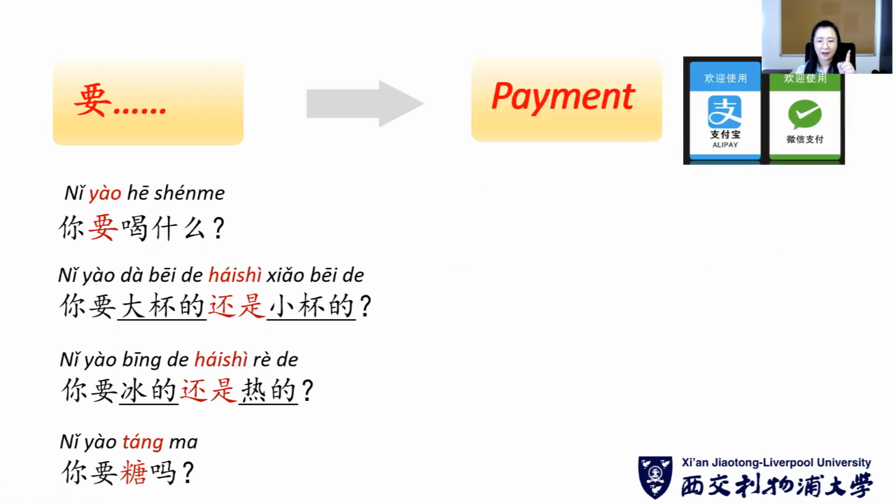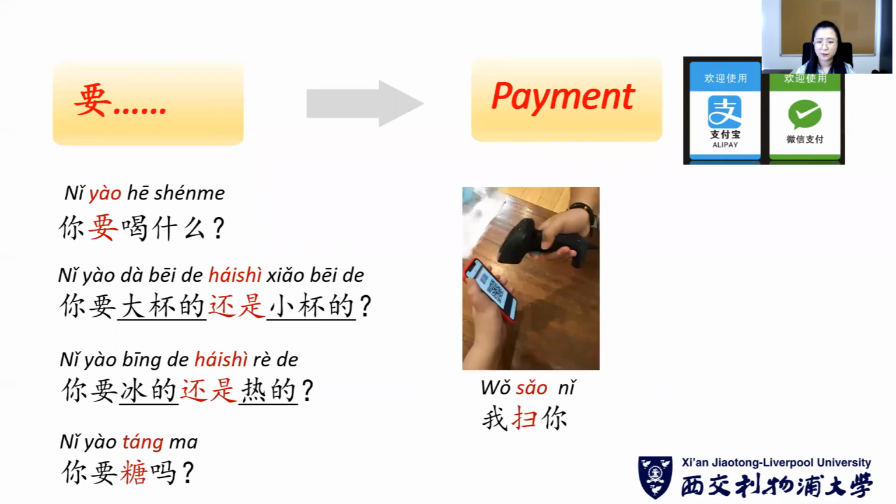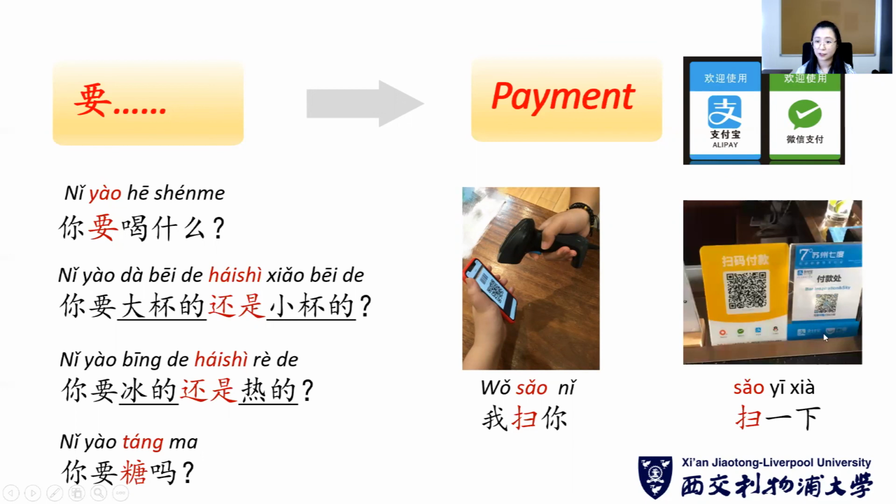Then maybe he or she will ask you how to pay. 支付宝还是微信? Choose one to answer. If you hear the sentence 我扫你 from the seller, just prepare your QR code. And if you hear 扫一下, then open your camera and scan the QR code. So till now, I'm 100% sure you can order drinks in Chinese.